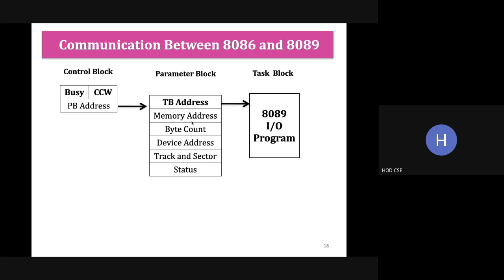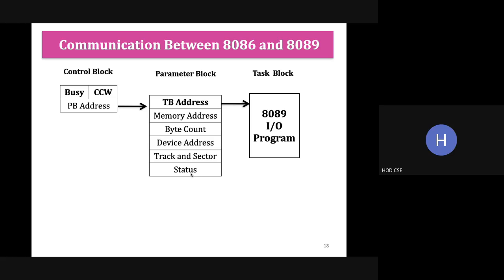The next one is the memory address from where you are going to transfer the data, that is the source address and destination address. Then the byte count is the number of bytes you are going to transfer. Device address: as I said, every device will have an address, so that address will be available. And the track and the sector to which we are going to transfer. Suppose we have a floppy disk, then we have the track and sector.